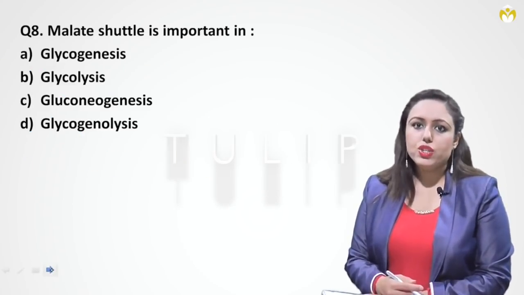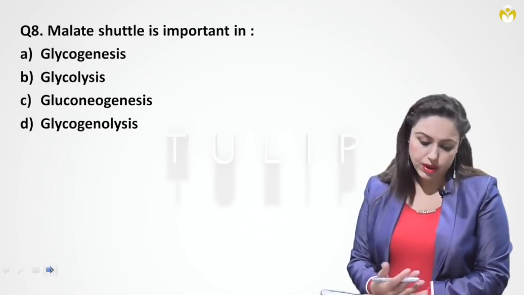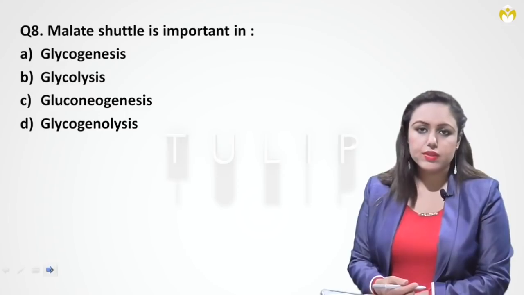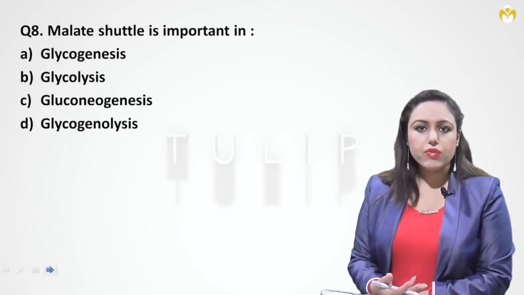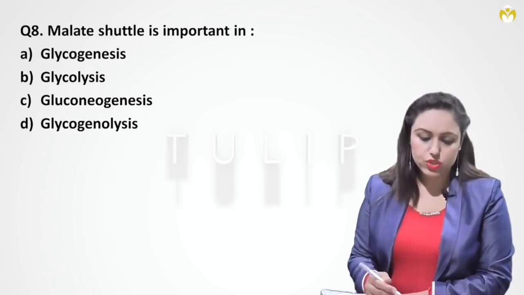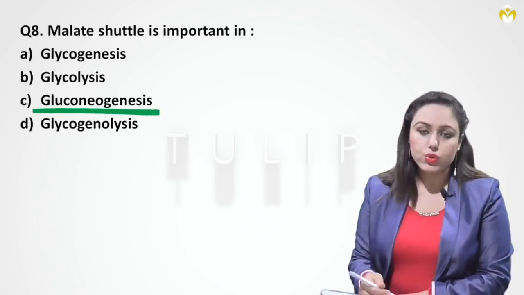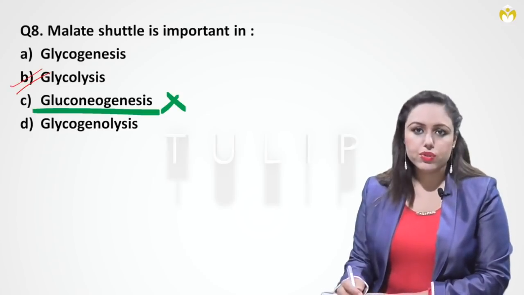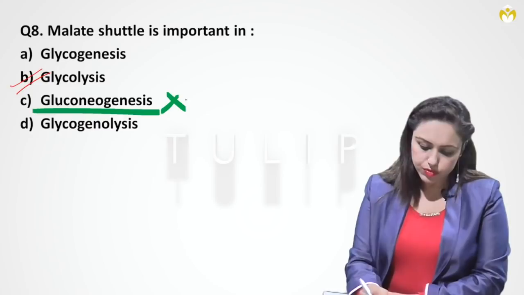Next question is: Malate shuttle is important in. Options are glycogenesis, glycolysis, gluconeogenesis, glycogenolysis. This question is given in your guides also. Almost all the books will give this question, but they'll give the answer as gluconeogenesis, but this is not the answer. The answer is glycolysis. I will tell you the reason also.